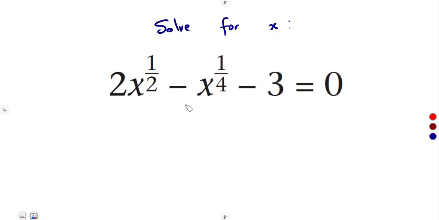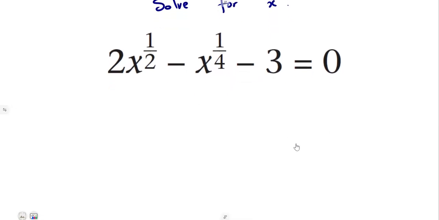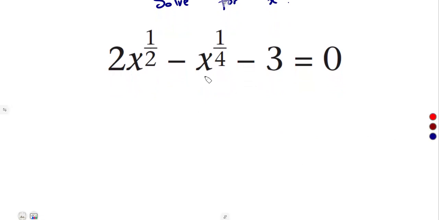So as we consider question number 4, which is a continuation from exercise 9, in this case we are to solve for x. Looking at what we have, we need to compare our exponents 1 over 4 and 1 over 2. So 1 over 4 is actually smaller than 1 over 2. This is the least exponent.